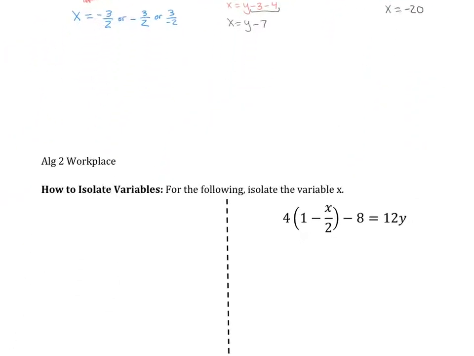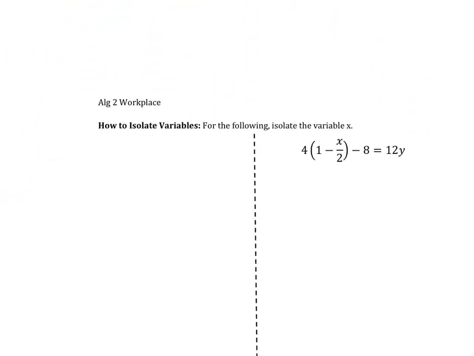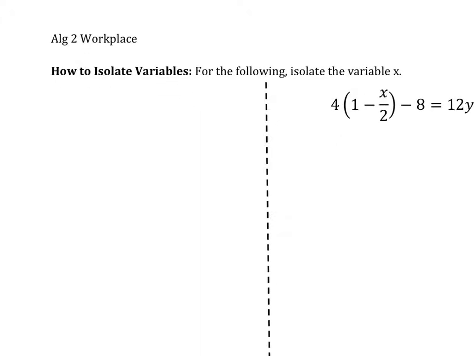Okay, we're going to do the extreme version now. All right, so how to isolate variables. There are kind of two ways that you can do this, so it's kind of a personal preference. If you want to do any distributing and combining like terms first, and then start trying to isolate the variable, that's fine. Or if you just want to start undoing operations right off the bat, that's fine too. It's kind of up to you.